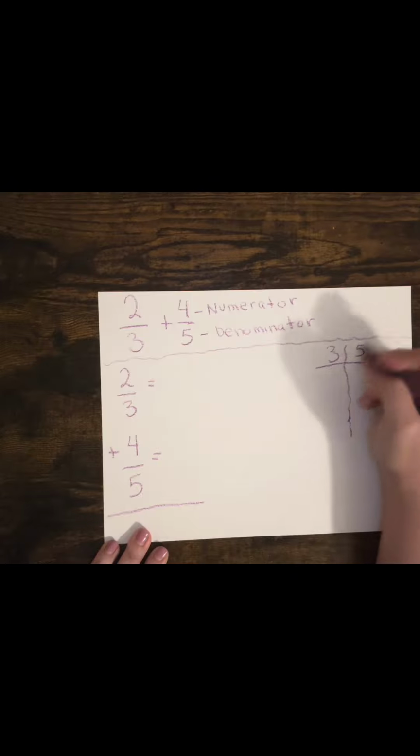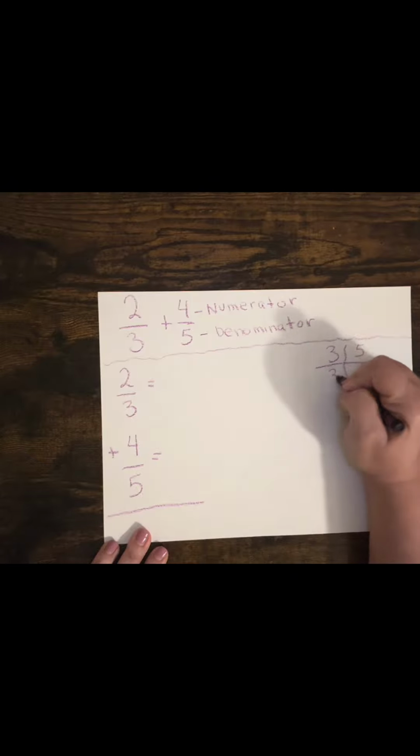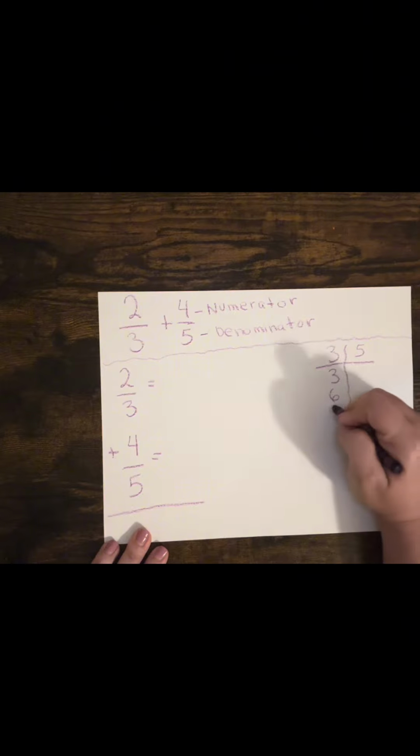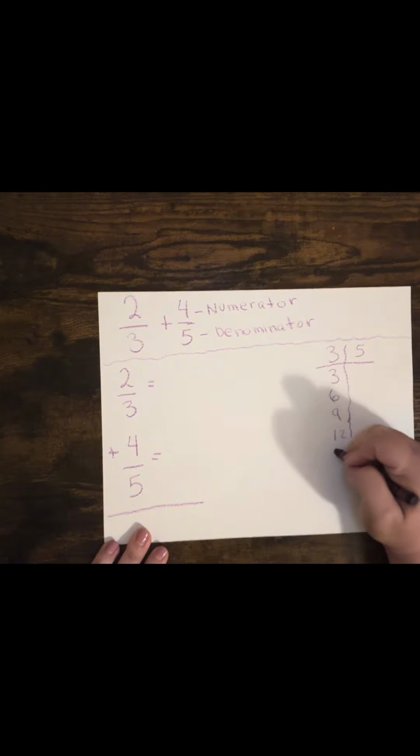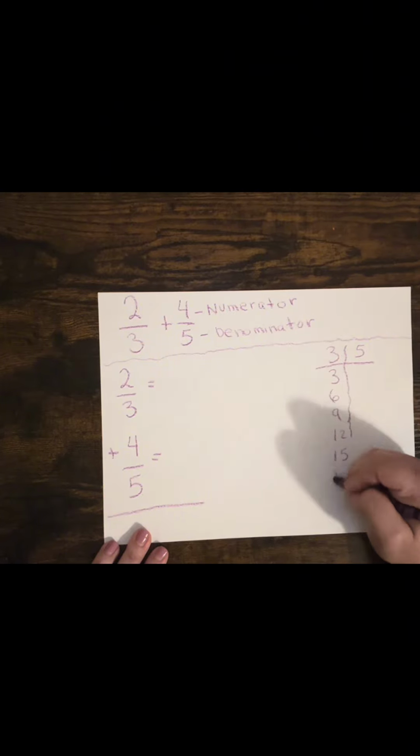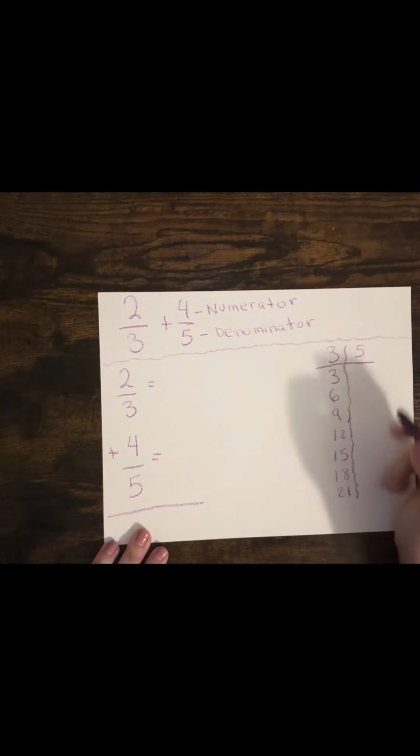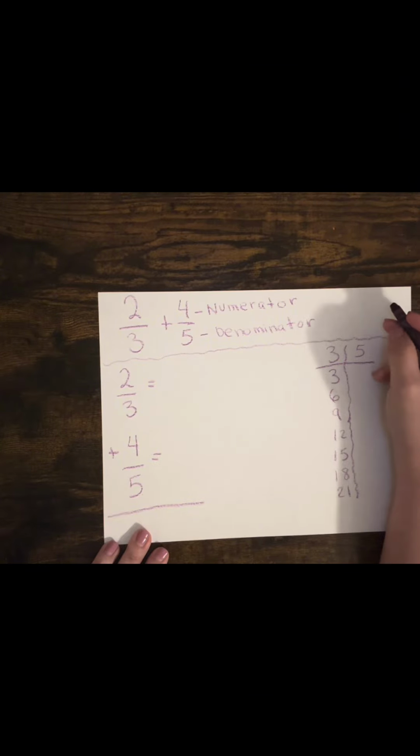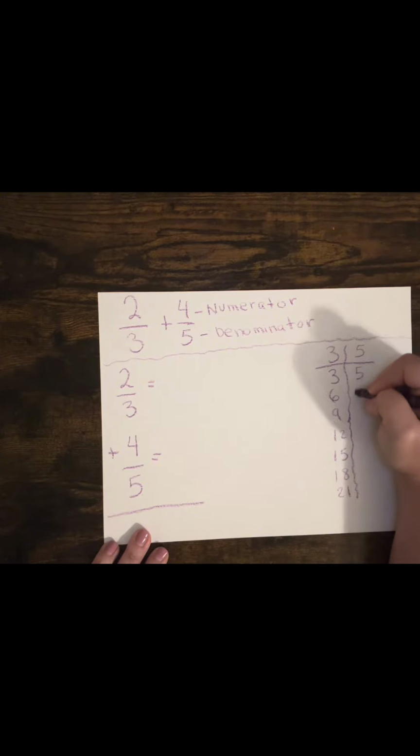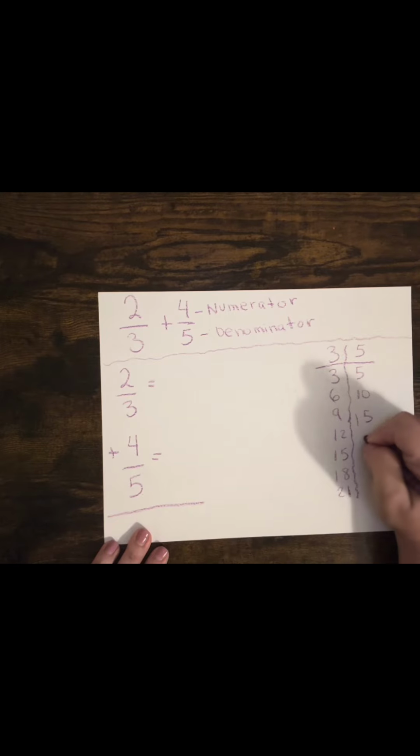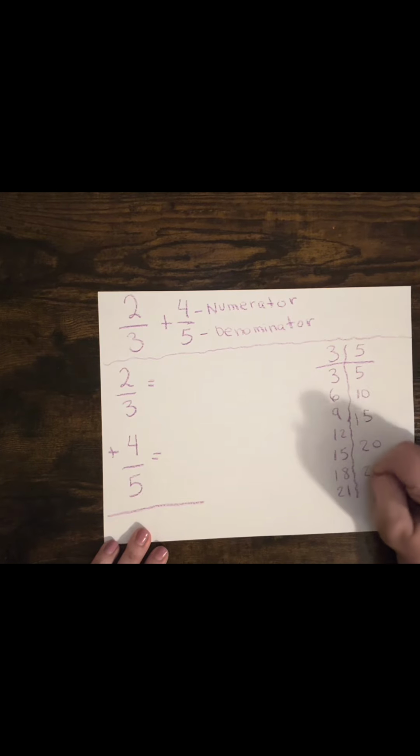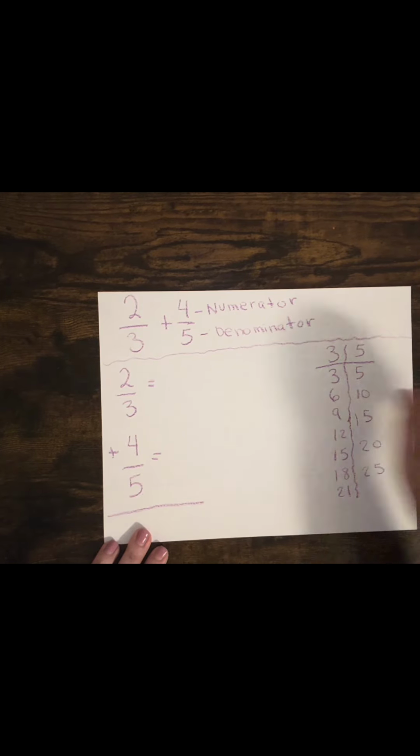So multiples of 3, we count by 3. 3, 6, 9, 12, 15, 18, 21, etc. So now let's do the same thing for 5. Let's find the multiples of 5, counting by 5s. 5, 10, 15, 20, 25. And I'm going to stop there.